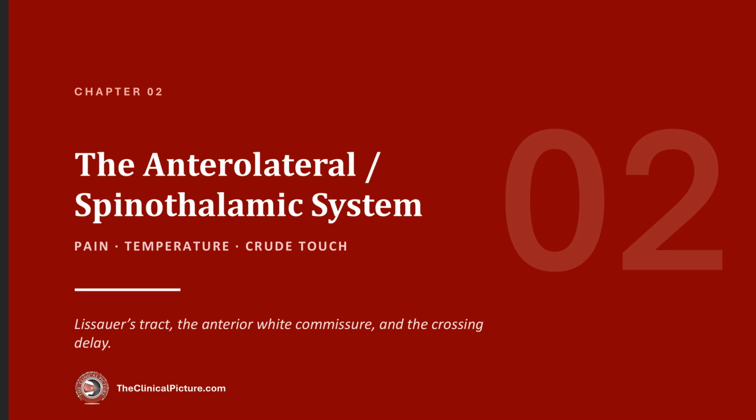This system crosses low in the cord, within one or two segments of where it enters. Watch for three landmarks as we go: Lissauer's tract, the anterior white commissure, and the crossing delay they produce.